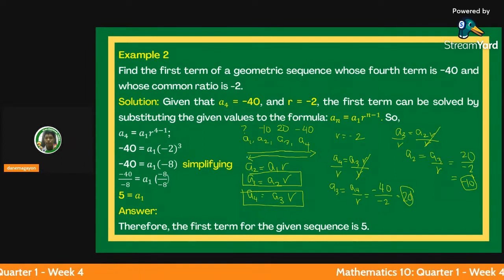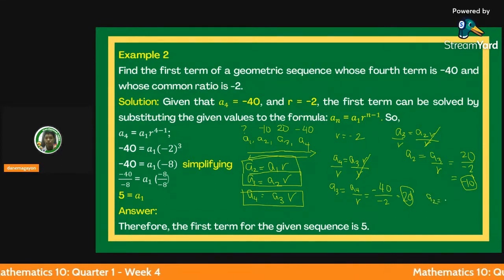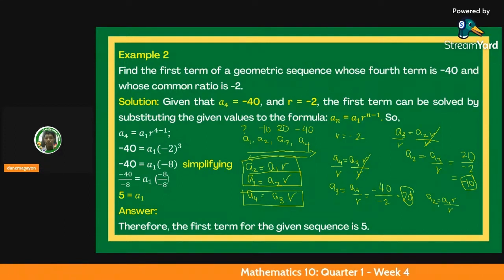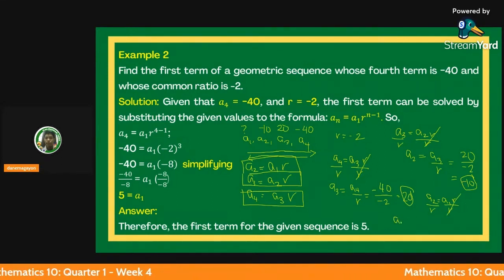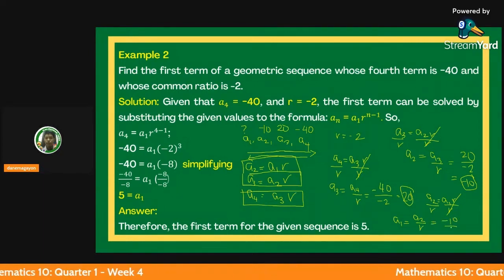So lastly, we will use the formula A sub 2 equals A sub 1 times R. So we have A sub 2 equals A sub 1 times R. Divide both sides by R to solve for the value of our A sub 1. So we have A sub 1 equals A sub 2 divided by R. Our A sub 2 is negative 10. Our R is negative 2.